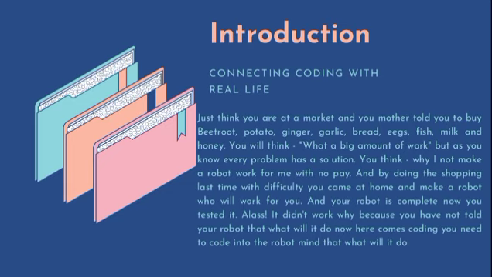So here we are connecting coding with real life. Just think you are at a market and your mother told you to buy beetroot, potato, ginger, garlic, bread, eggs, fish, milk and honey. You will think, what a big amount of work, right? Because of this amount of work, we can't do it, and we can also forget what to bring, like we forgot that we need to bring potato or beetroot, because there are many.